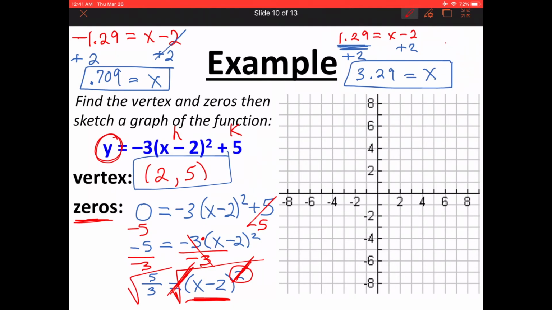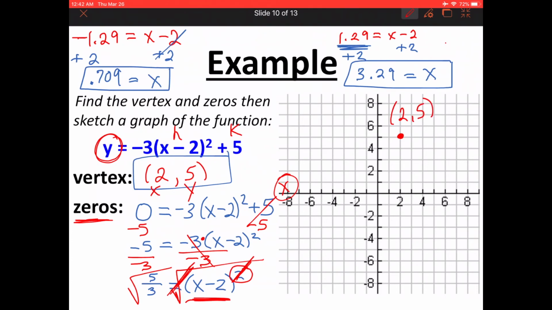So now that we have the vertex and the zeros, let's go ahead and graph this parabola. So my vertex at 2, 5, remember the 2 represents the x-coordinate, the 5 represents the y. So here on my x-axis, I'm going to go to 2, then I'm going to go up 5. So here is my vertex at 2, 5. And let me put that here, 2, 5.